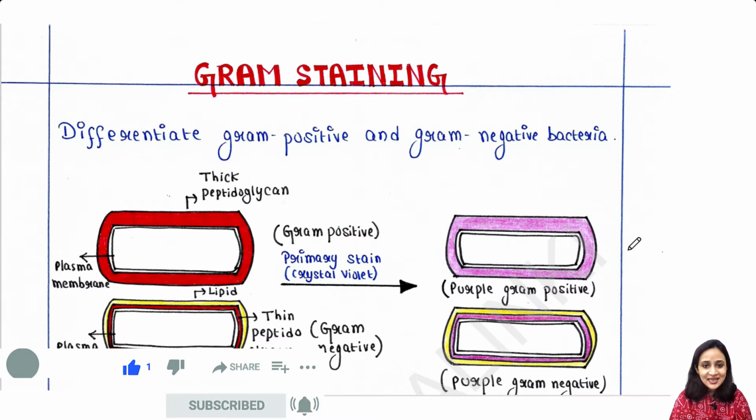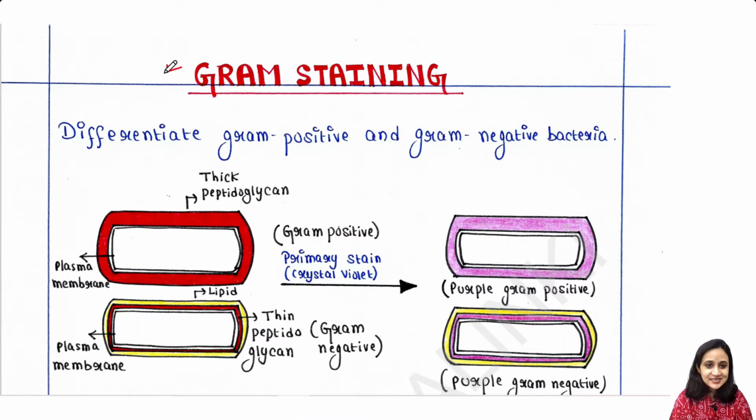So gram staining is basically a staining technique that differentiates between gram positive and gram negative bacteria. We have all heard about gram positive bacteria and gram negative bacteria. Now, how are they distinguished, or how are they named as gram positive and gram negative bacteria?